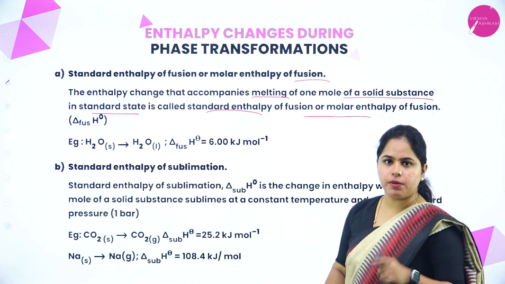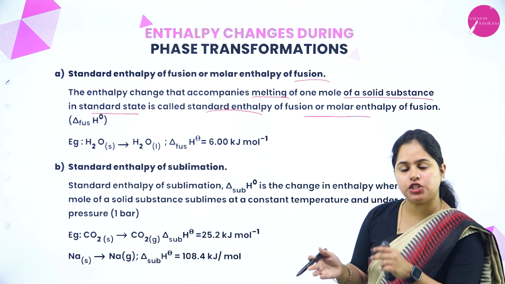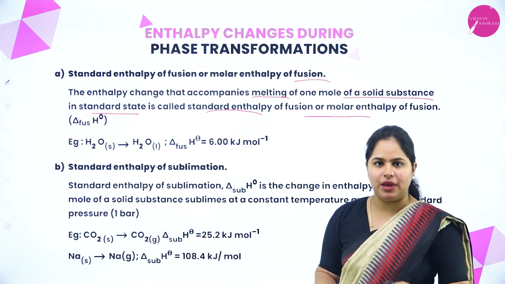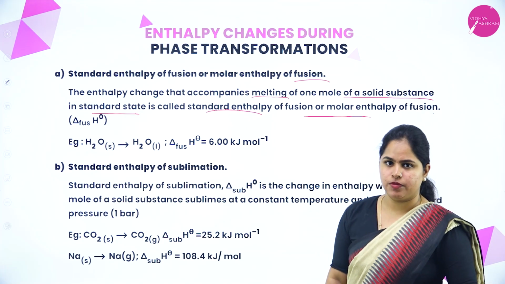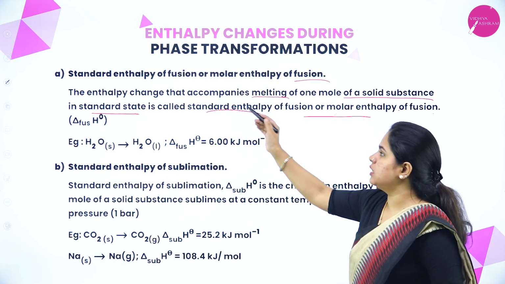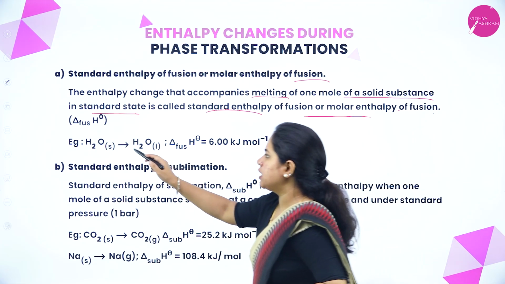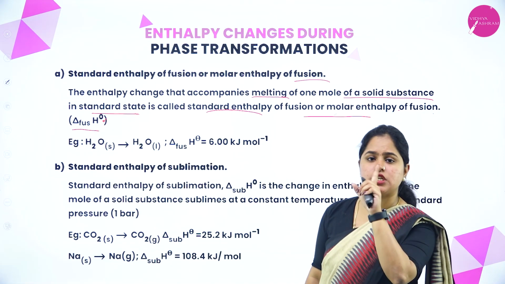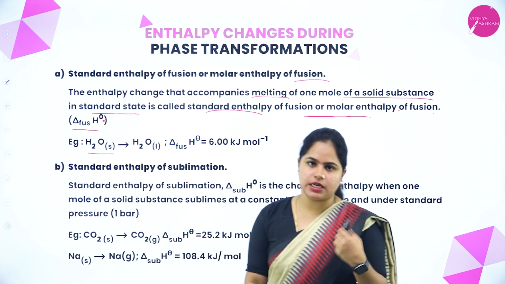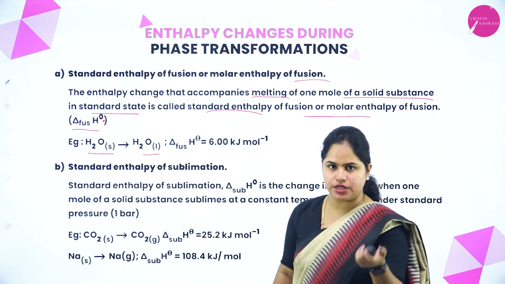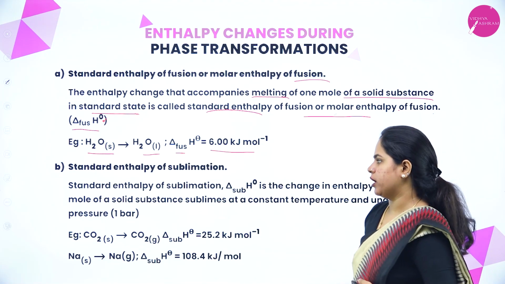Why is it called molar enthalpy? Because we are talking about 1 mole of the substance. So it is an enthalpy change which happens when 1 mole of a solid is melted. How much enthalpy change is accompanied with it? And another important point, it is standard enthalpy of fusion, so it must be in its standard state. You can write it as delta fusion H naught. That 0 stands for the standard conditions. As you can see here, water in the solid state, that means ice, is getting converted into water in the liquid state, that is the normal water. So the enthalpy of fusion is given as 6 kilojoule per mole. Now that is the first one.